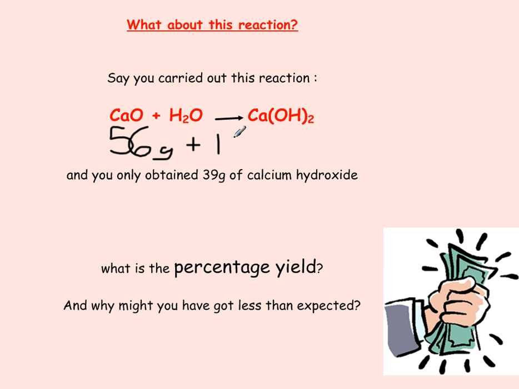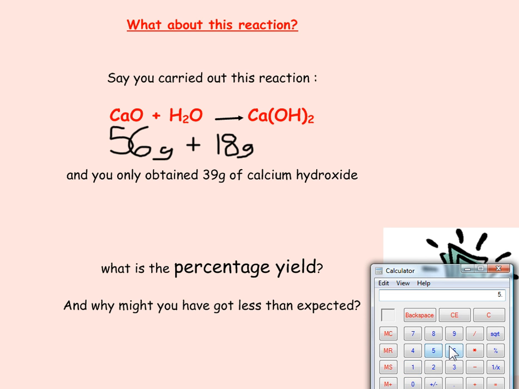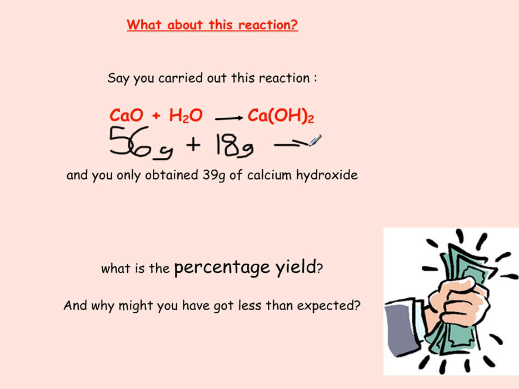So the maximum amount of product that you would expect to get there is 56 and 18, and that would be 74 grams. Marvellous. Now you could check that out by using the periodic table: 1 calcium, add 2 oxygens, add 2 hydrogens would come to 74. Right, you only obtained 39, so that's 39 out of a possible 74.